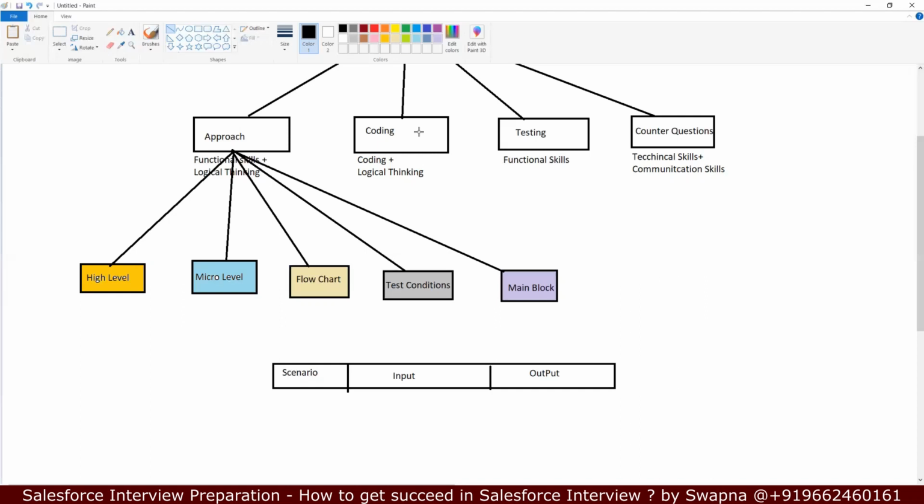Start with opening and closing blocks. So for coding also, you don't need to write everything in one shot. Okay, just put in a skeleton structure.